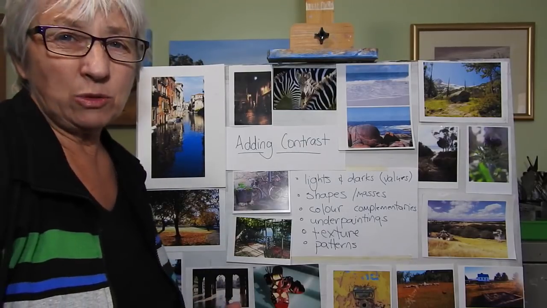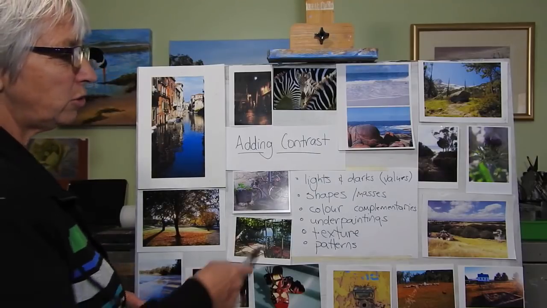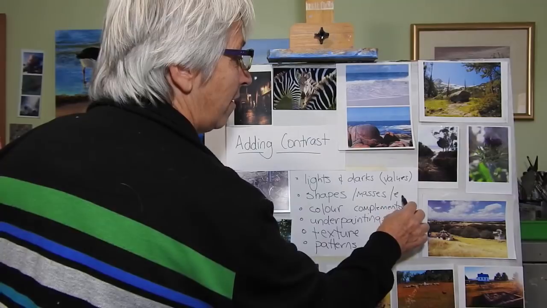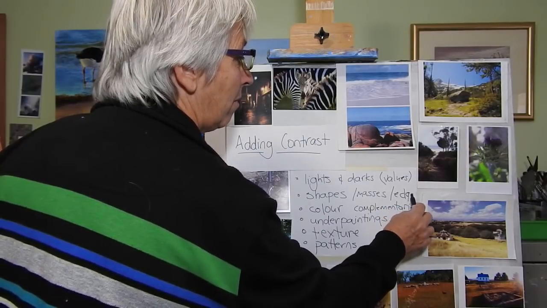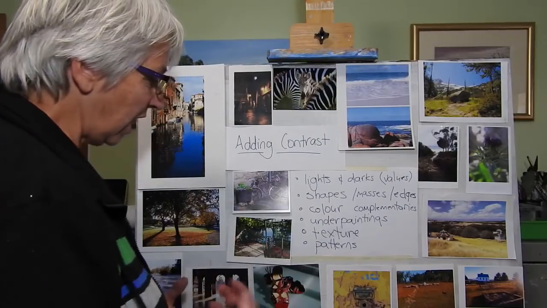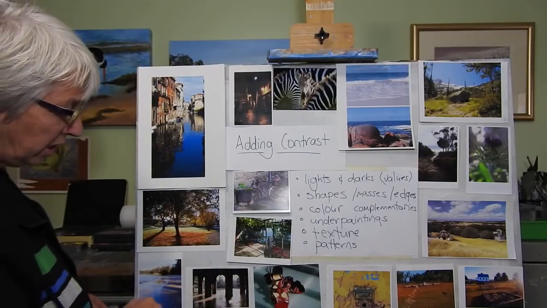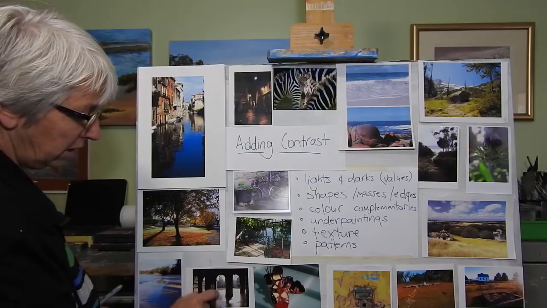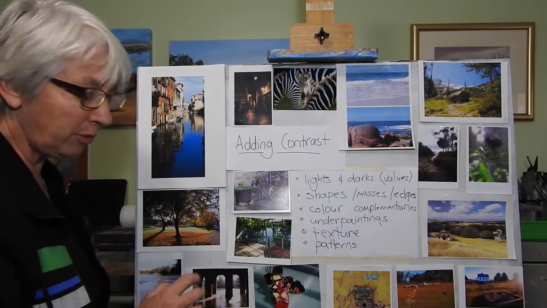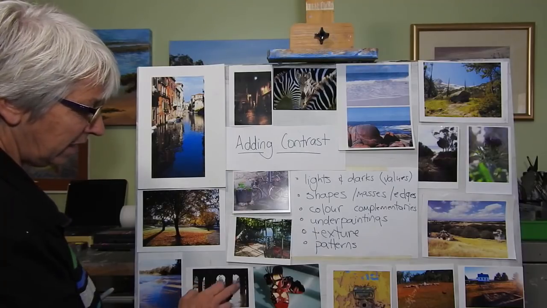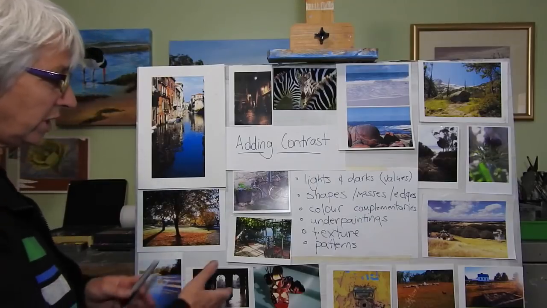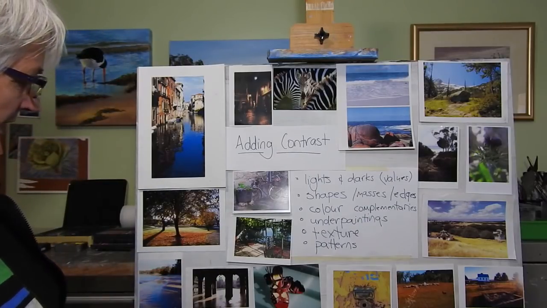Of course, there are other ways we can add contrast. We talked about shapes and masses, and maybe against that I'll put edges. And by that I mean we might have some very sharp, well-defined edges, and you can see in this one, on the arch and the little silhouettes, it's very sharp and well-defined. But as you move back into the buildings that are in the distance, they're not quite so sharp, so you get a contrast between those.